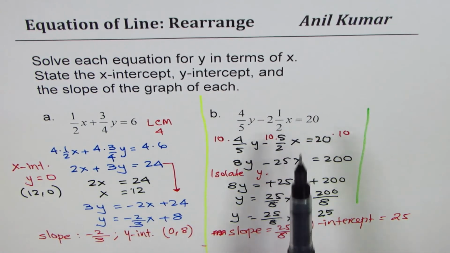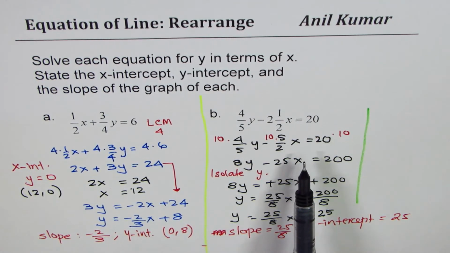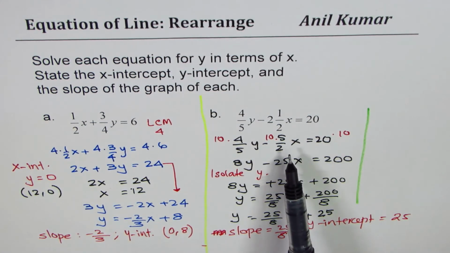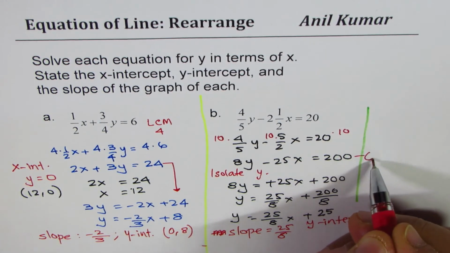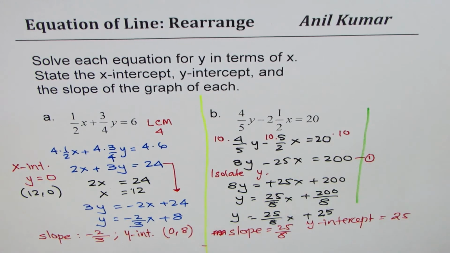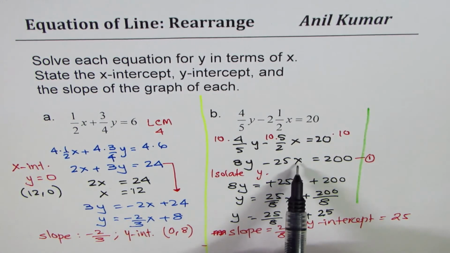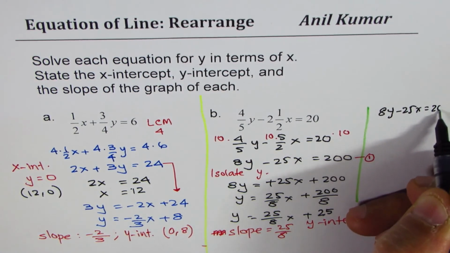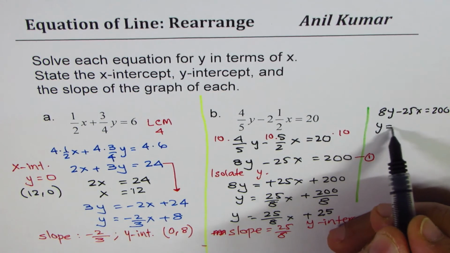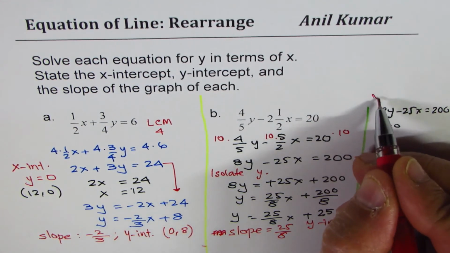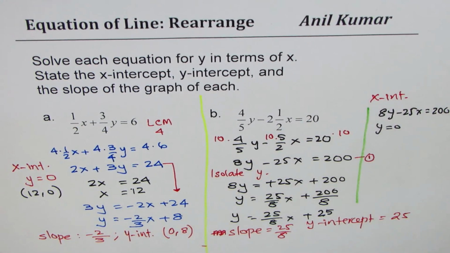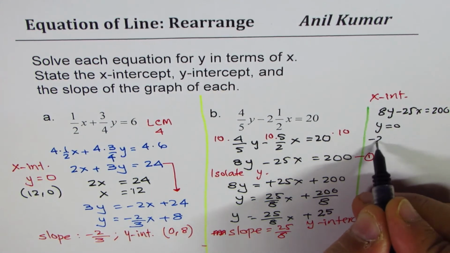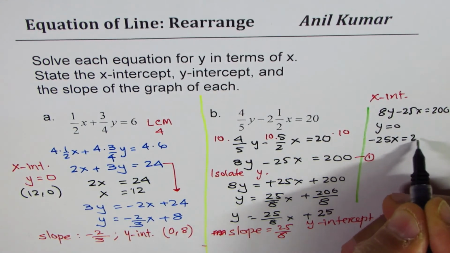To find the x-intercept, we can get back to any of our previous equations. Even this can work, but it's better to go to previous equations. For example, for the x-intercept, the best equation is this one. So we'll start from here, equate y to 0 and find the x value. So we'll write 8y minus 25x equals 200, y equals 0. We are trying to find the x-intercept. So y equals 0 gives us minus 25x equals 200.